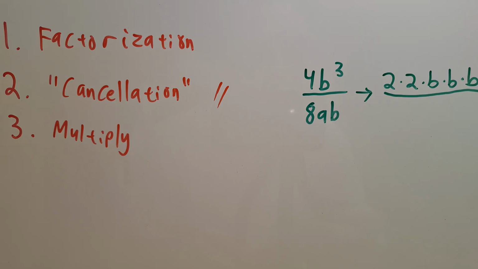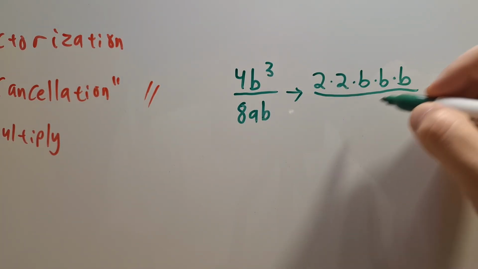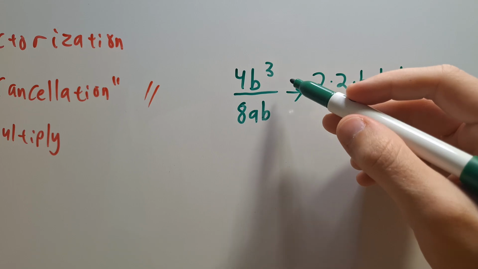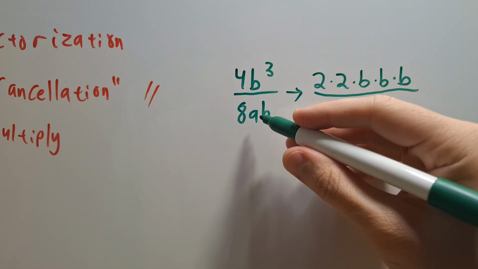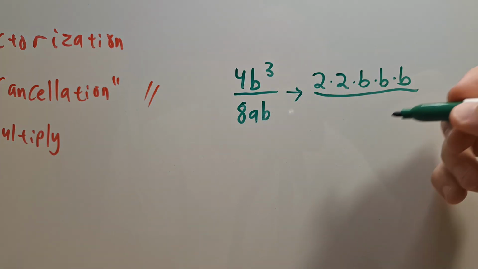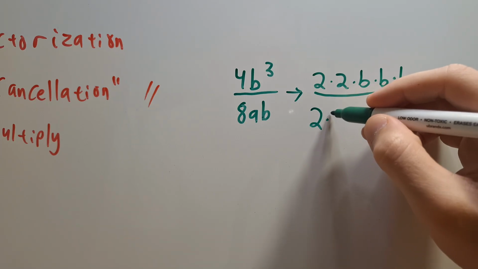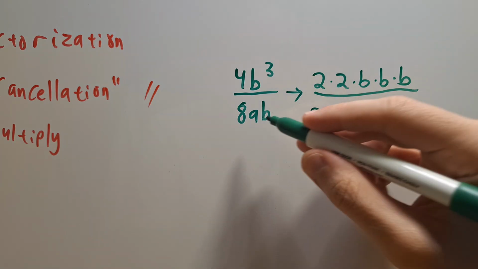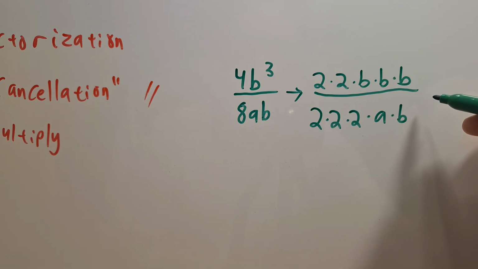With an exponent as small as 3, it's okay to write out the expanded form of it. If it was a much larger number like 7, 8, or 10, I would leave it as is. And depending on however many of that same factor is in the denominator, I'll just cancel out the exponent per se. 8, 2 times 2 times 2 times a times b. So we did the first step, which was factorization.